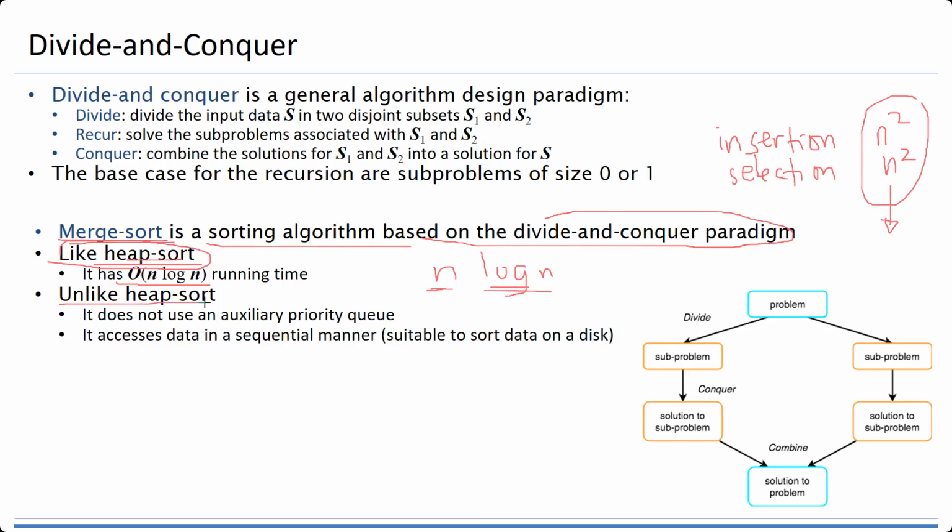Unlike heap sort, merge sort does not use an auxiliary priority queue. So this is not using the priority queue. And it accesses the data in a sequential manner. It is suitable to sort data on a disk. If it is using the heap sort, we are using the priority queue. So I exclude the discussion of heap sort. We just go into the merge sort.